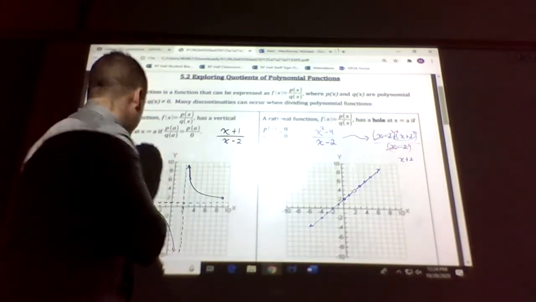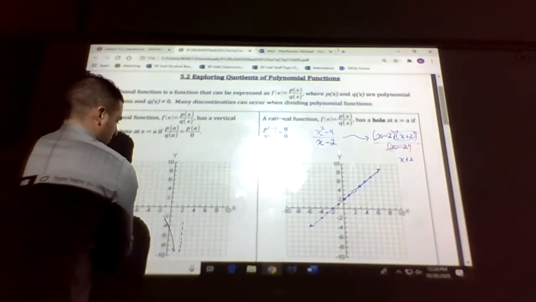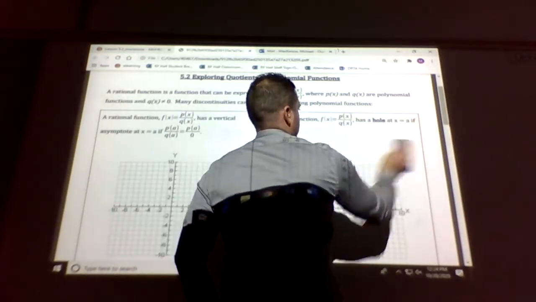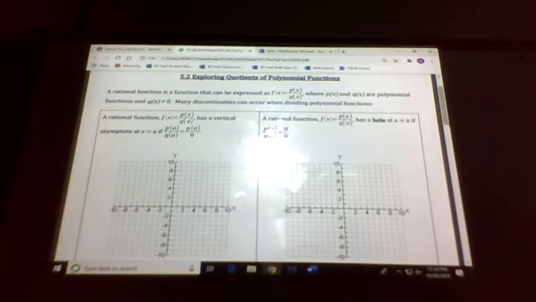Okay, C. I don't know why this got... Okay, so we're supposed to have a graph. It's at the bottom of the page.